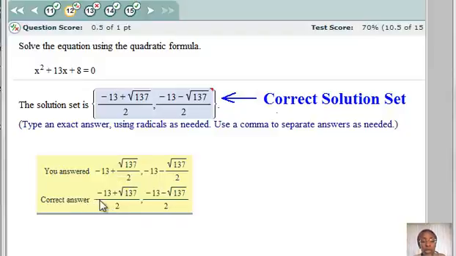Using the quadratic formula, it's important that this numerator include not only the negative b, but also the addition and subtraction of the square root of b squared minus 4ac. So you just want to be careful about that in submitting your answers.